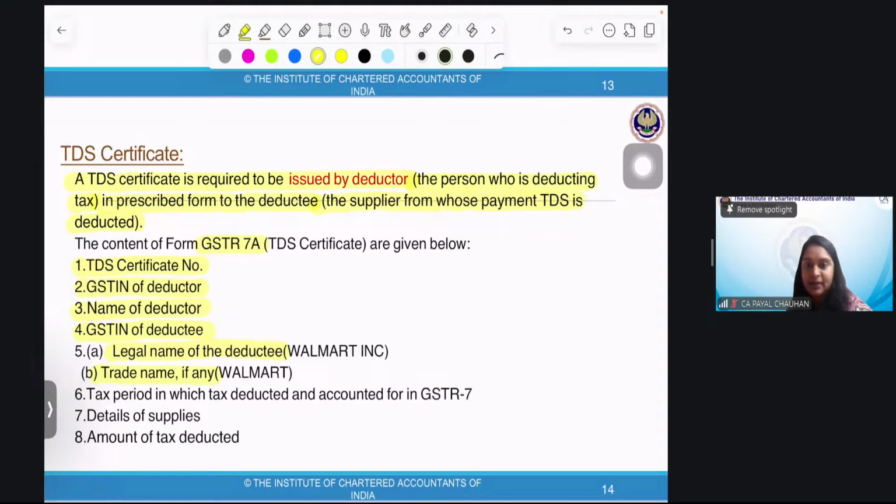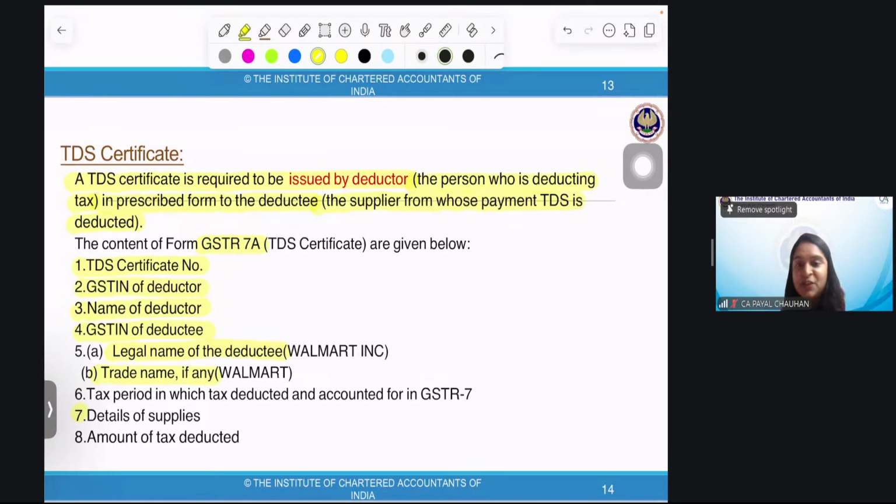Aditya, did you get it? See, I deducted the TDS now. I'll file GSTR 7 and give your information, and automatically it will be at your portal under GSTR 7A, showing that this person has deducted such and such amount of TDS on your behalf. Did you get it, Aditya? I'm waiting.